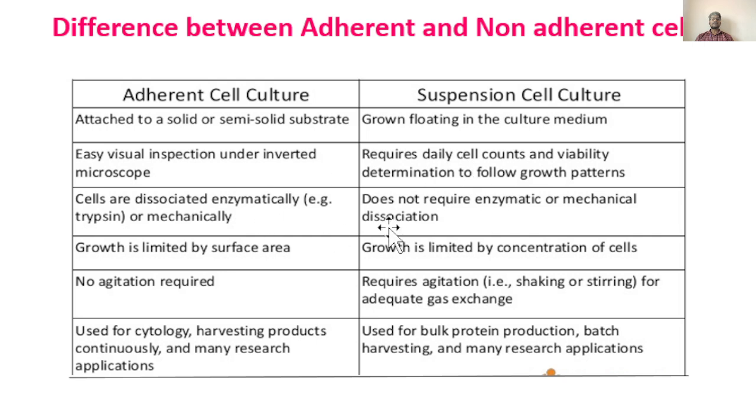Both cells are visualized using a microscope to understand the morphological pattern, like how the cells divide. A very important thing is that adherent cells do not need agitation, whereas suspension cells need agitation. Likewise, adherent cells need trypsin to detach, whereas suspension cells do not need trypsin to detach. Both cells are used for protein production, or any transcription factor production, or any special protein production.